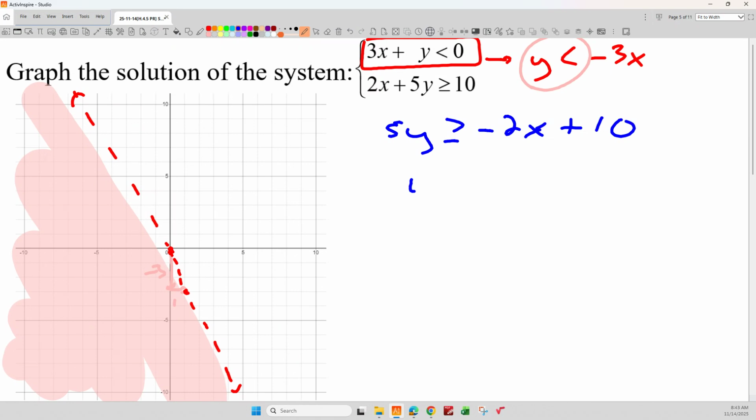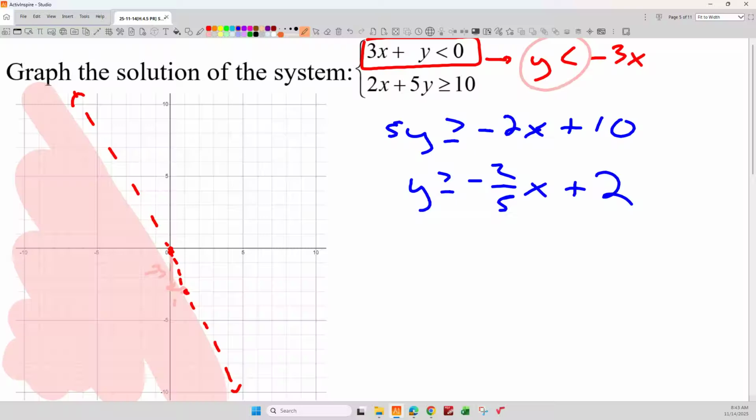Divide by 5, and I get y is greater than or equal to negative 2/5 x plus 2, right? And that makes it easy to graph. Okay. We have another option, and for you guys, that's fine. Doing it that way is a great way to do it.